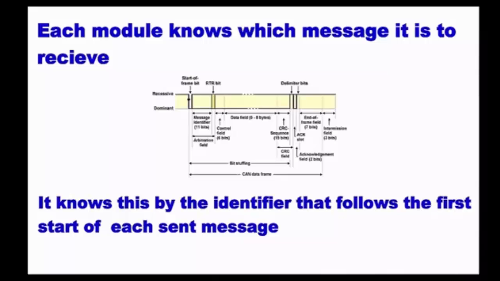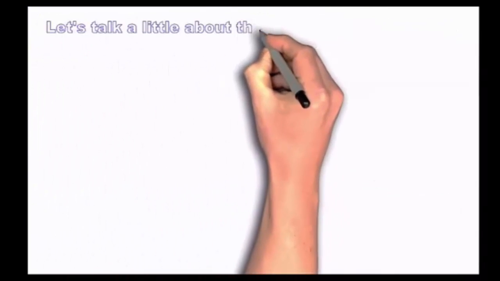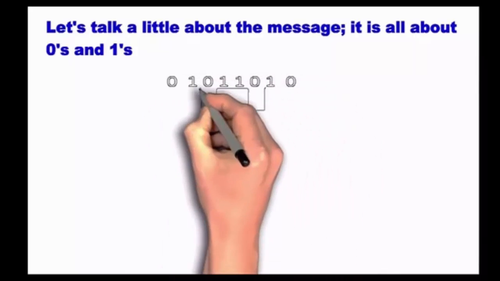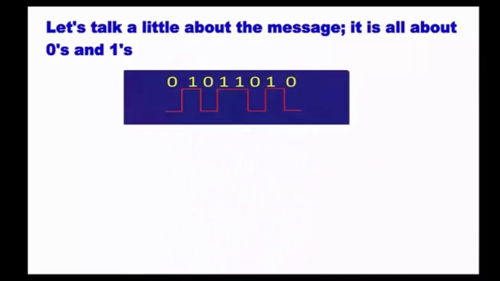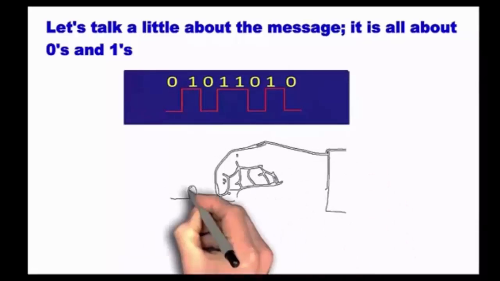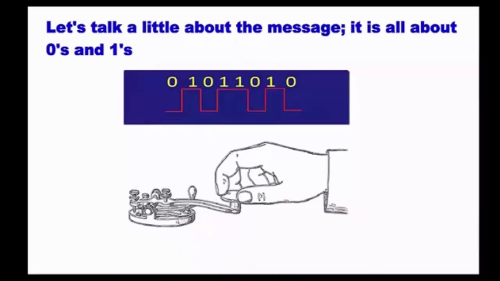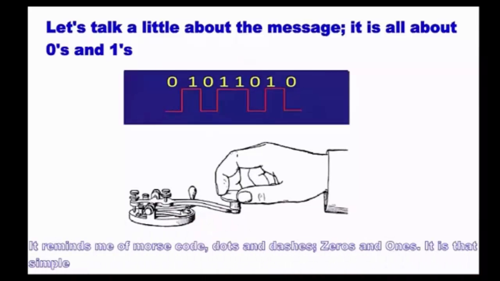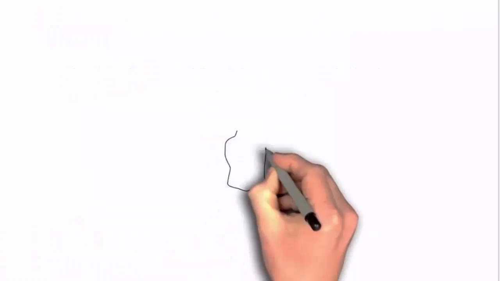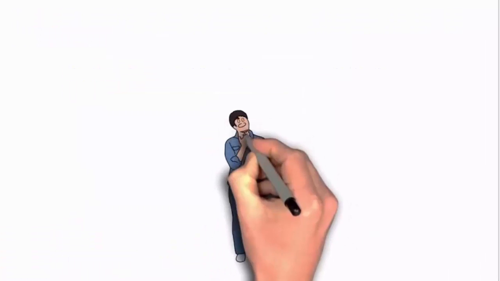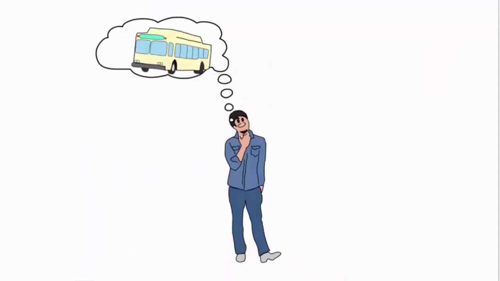Let's talk a little about the message. It is all about zeros and ones, or ons and offs. Off is 0 and on is 1. It is that simple, and this is how computers talk. It's called a binary language. Binary means that there is a code of either zeros or ones to which the computer toggles between. It reminds me a bit about Morse code, dots and dashes, or zeros and ones. It's that simple. I suspect the majority of us mechanics, when we think bus, we also think CAN.